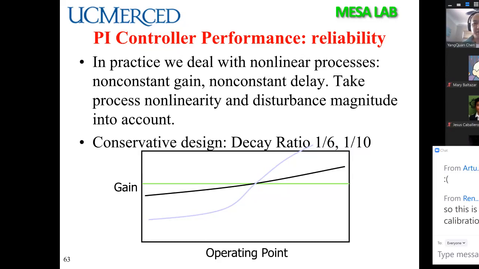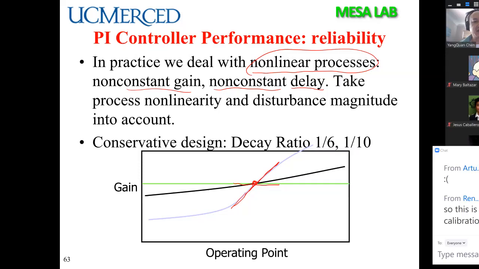But what about reliability? We have non-linearities hidden, okay? So maybe the delay is also changing, non-constant. The gain is also drifting, and the magnitude of disturbances is also changing, and so on and so forth. So in reality, your operating point is here. You thought your system gain is here, but your gain is actually changing, okay?